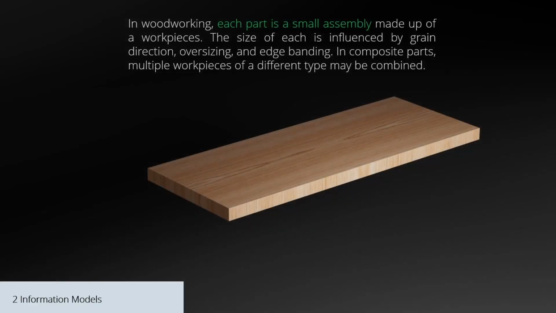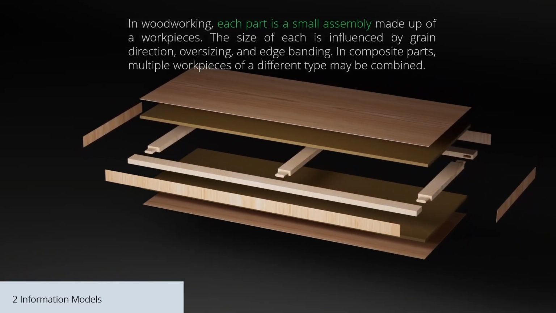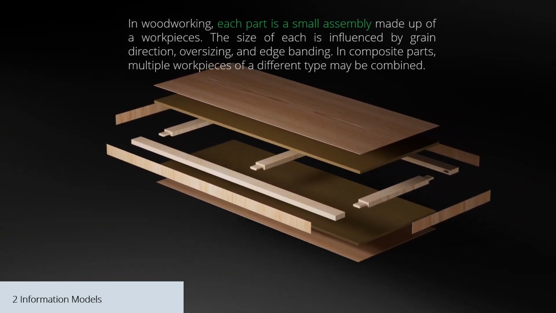If we speak about woodworking, things become a little bit more complex because components are not made of a single material. In furniture, a part is viewed like a small assembly of glued semi-finished workpieces. Once we work with Woodwork for Inventor, when we assign the material, it creates an additional data structure that links workpieces and parts together. And the size of each component is influenced by the grain direction, oversize, and the edge banding type and position.